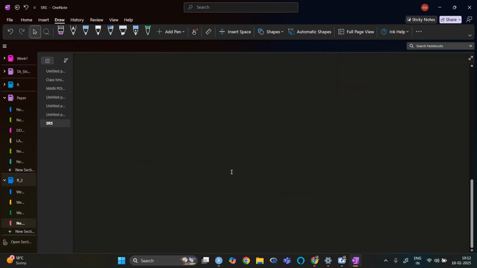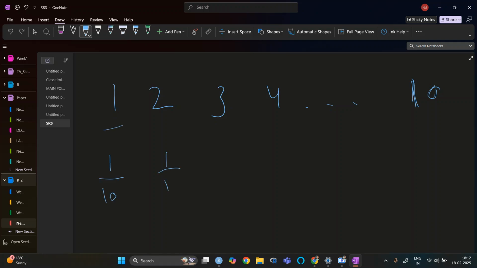Okay, so let's say I have 1, 2, 3, 4 up to 10. So the probability of coming 1 is basically 1 by 10. This is 1 by 10, this is 1 by 10, and this is 1 by 10, if it is totally random.